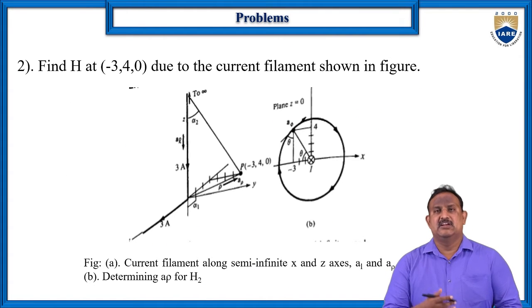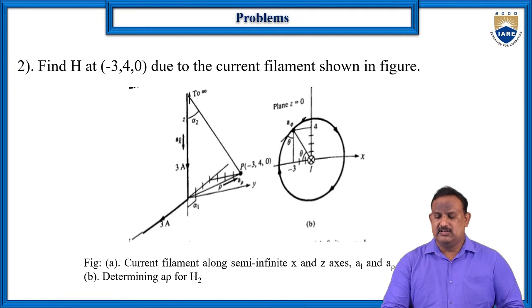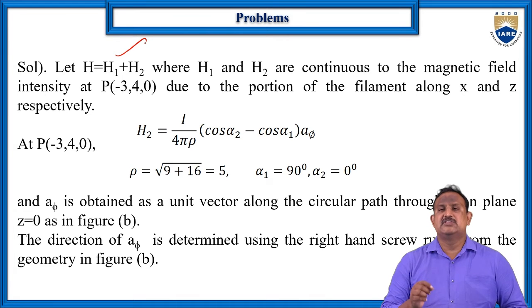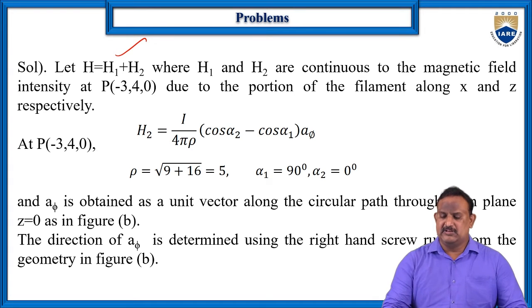Next, we need to find the second problem. Find the magnetic field intensity at (-3, 4, 0) due to the current filament shown in the figure. Here we use the two field intensities, H1 and H2, which are the contributions to the magnetic field intensity at P (-3, 4, 0) due to the portions of the filament along x and z respectively.